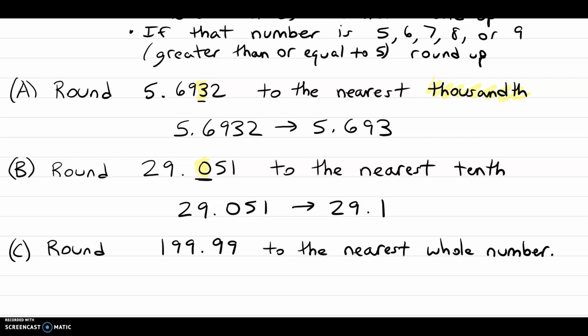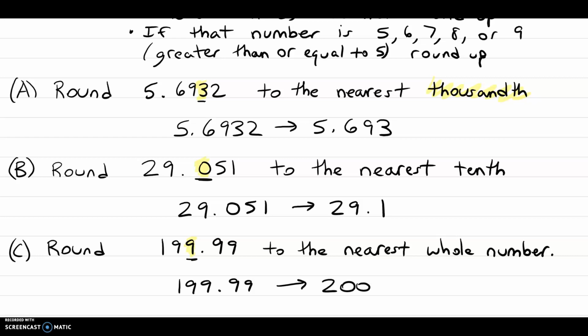So the nearest whole number is going to be your ones place. So we're going to look at the number next to the ones place, which is the 9. So that means I'm rounding up the number in the ones place, which goes to a 10. Just going to change this number completely because they're going to each keep changing until we get to the 1. So 199 and 99 hundredths rounded to the nearest whole number is going to be 200.